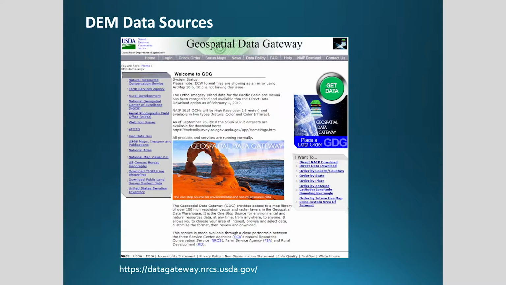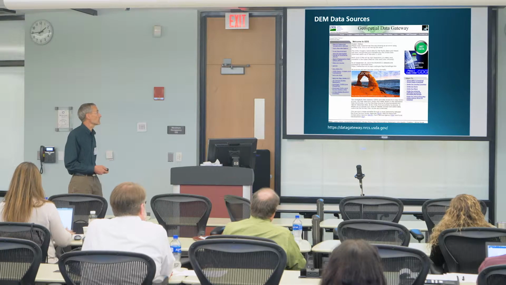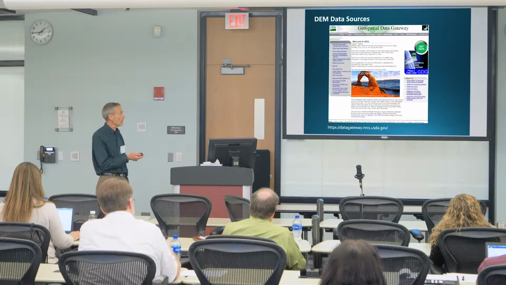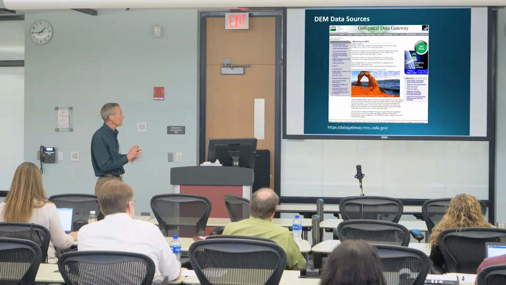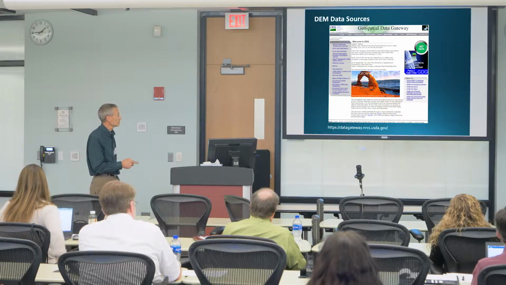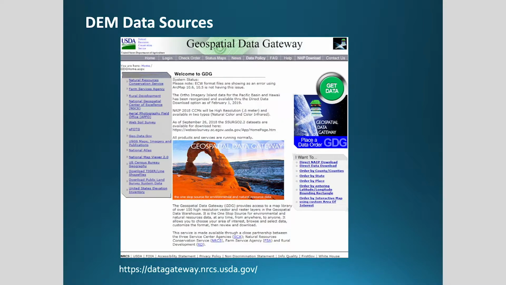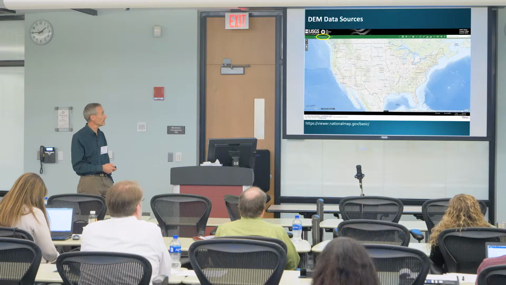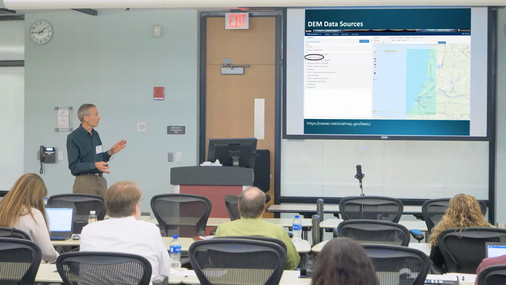One of the free sources is the Geospatial Data Gateway, which has a lot of different stuff in there. Some of the free orthophotography can be found there as well. The manual says to go to the National Map Viewer. You go there, and up in the top left is the data download. Click that button, and you get this interface.